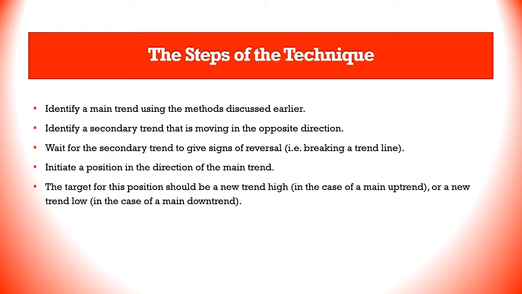The direction of the main trend in this example is up, so once a trend line that is bordering the secondary trend is broken to the upside, we initiate a position in this direction, and that means a buy position, a long position. Okay? The target, finally, you have to keep in mind. By now we have implemented the technique, but you still have to wait for the target. The target for this position should be a new trend high, in our example where the main trend is up. If the main trend is down, of course, the target for this position should be a new trend low.